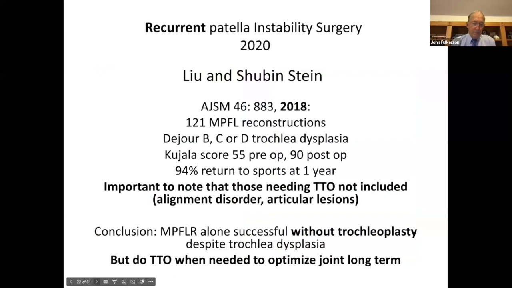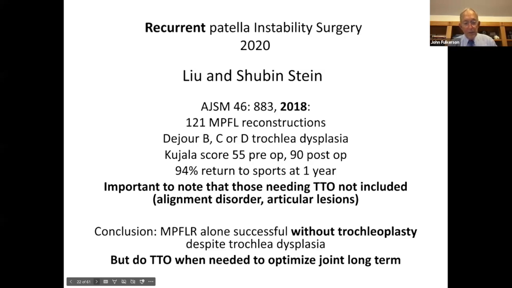So this is a base study that I think we all need to think about, and that is that if you do MPFL reconstruction, in this case, despite any type of trochlear dysplasia, B, C, or D, you can make the patella stable. The problem is that this study didn't include everybody who had a TTO, because there were some people with alignment disorders that were more severe and articular lesions who didn't have a TTO. So it is a select group, but it is people with trochlear dysplasia.